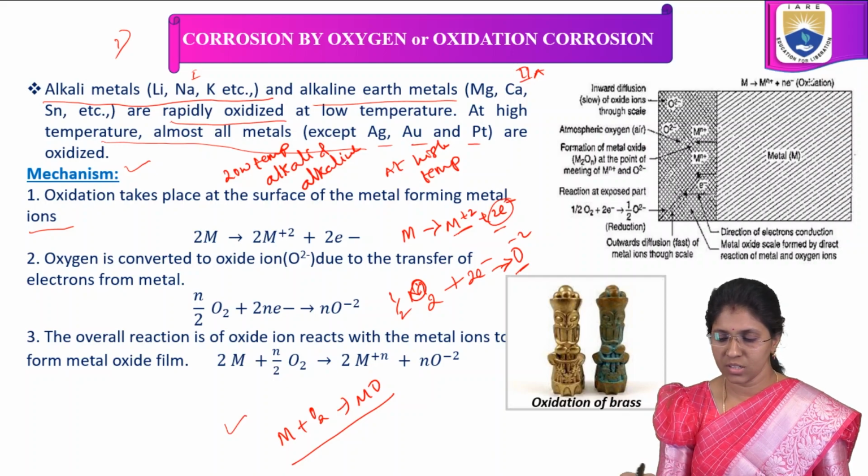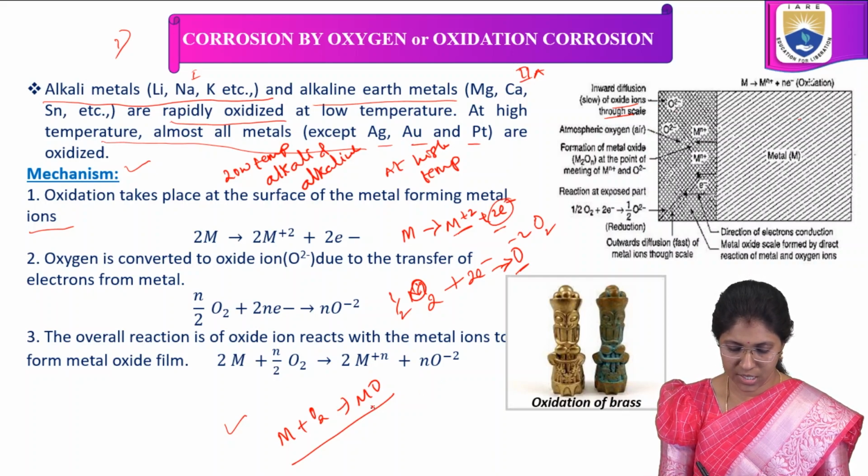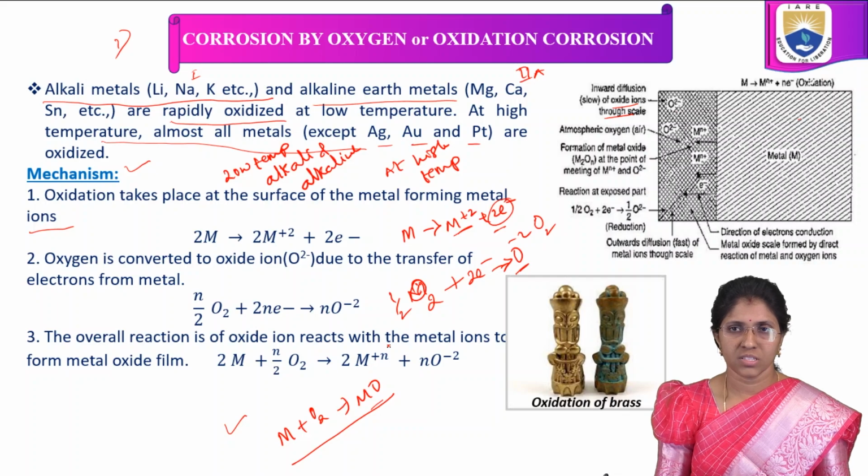Here this is the metal, and inward diffusion of oxide ion is taking place. Due to this, the metal releases electrons and forms metal ions. These electrons are accepted by the oxygen present in the atmosphere and form oxide ions, and these oxide ions and metal ions combine together and form metal oxide. So this is the mechanism of corrosion by oxygen.